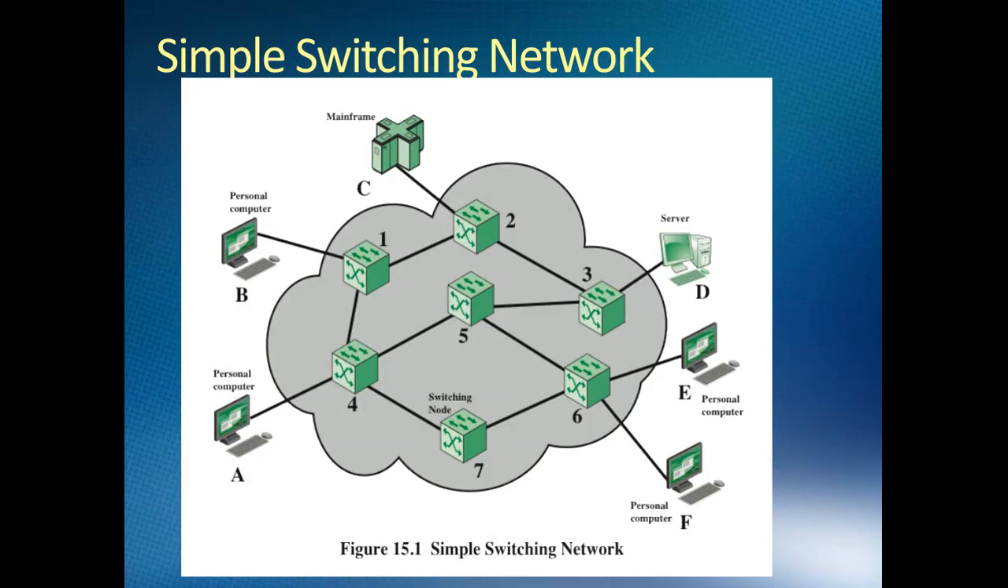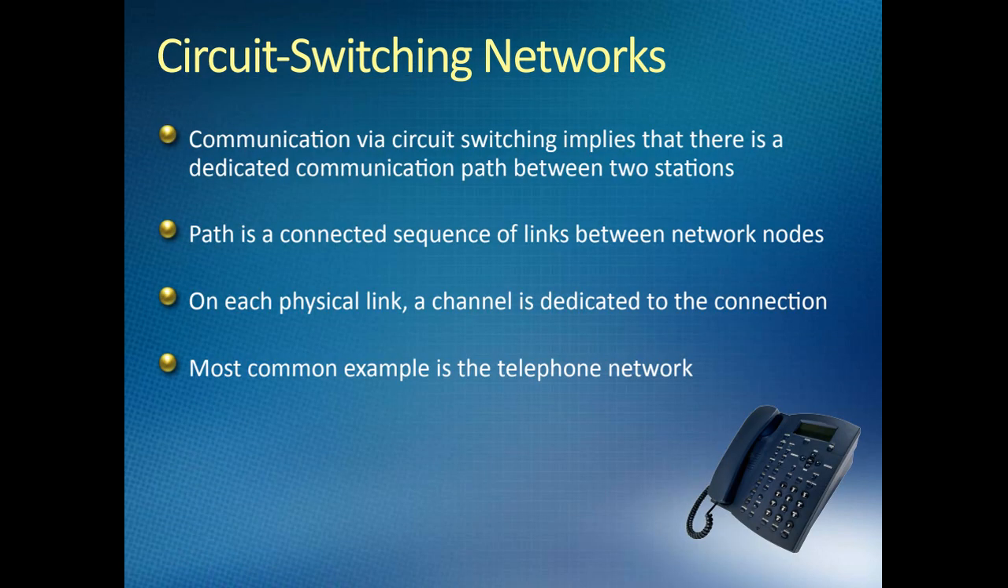This is a switching network. You see the switching intermediate here in the middle. You have source and you have destination. Circuit switching is the old one, the old technology, the first technology. It is communication via circuit switching. So you have a dedicated communication between sender and receiver. So when you have dedicated, then nobody else can use the link, only them.